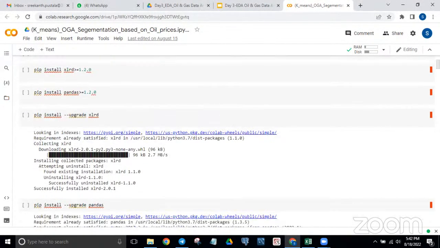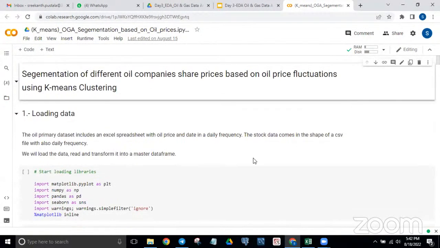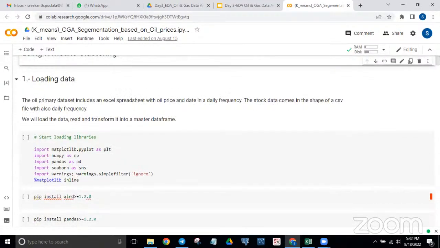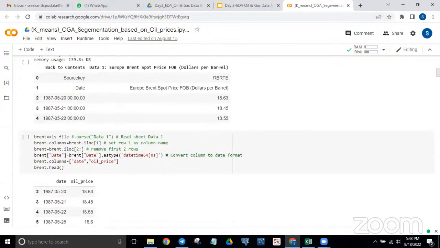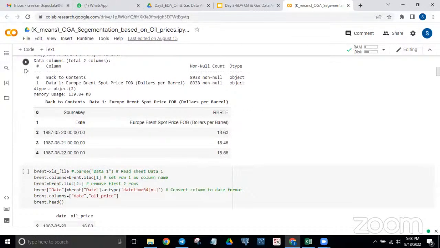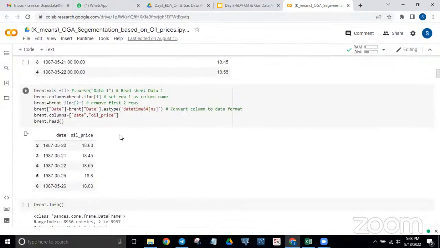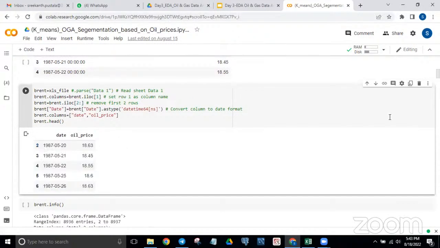This data is something related to the oil prices, oil prices and oil companies that we have here. So here we can see that there are different companies, and the price is related to them. We have date and oil price here.